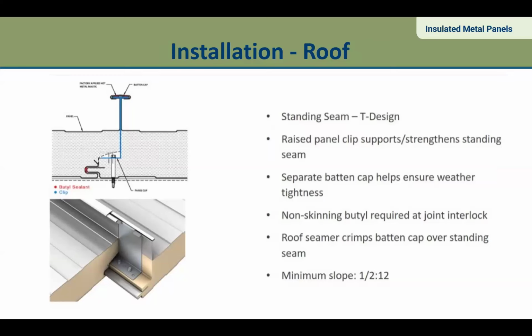The batten clip is applied with more non-skinning butyl at the interlock, and then is snapped on and cures in there. This is an assembly that does require a mechanical lock. So a seamer would have to run up and down the roof panels and crimp that in for full weather tightness. And these products are almost always rated to go all the way down to a 1/2-12 roof pitch. So pretty low slope roofing. But as a result, that seam is going to be at least 2.5 inches tall.